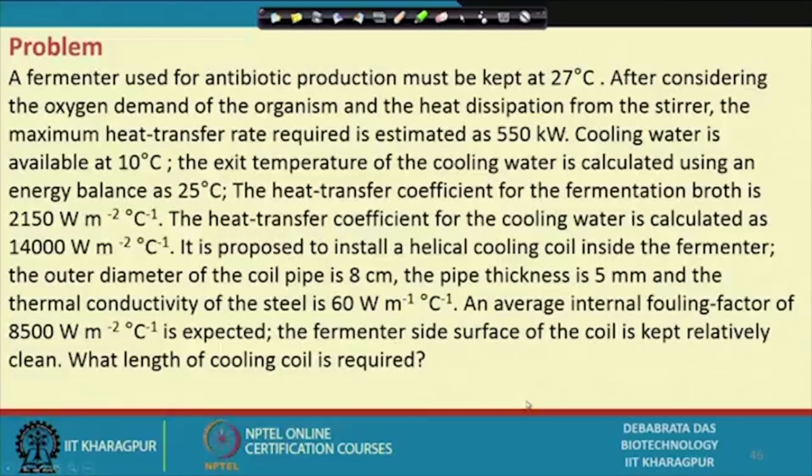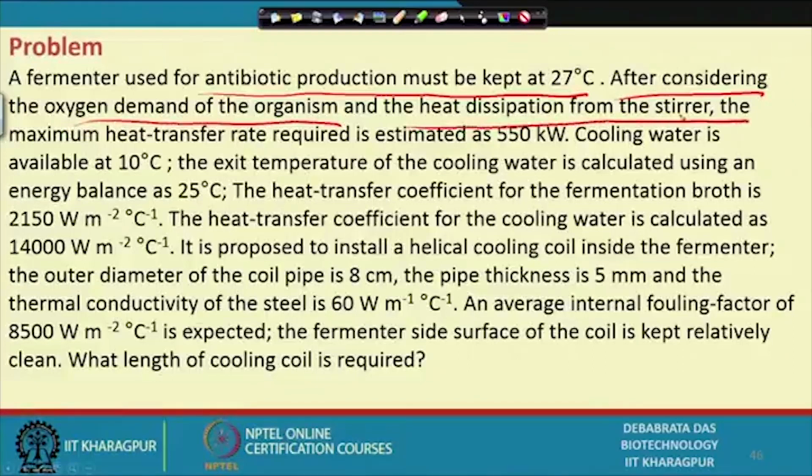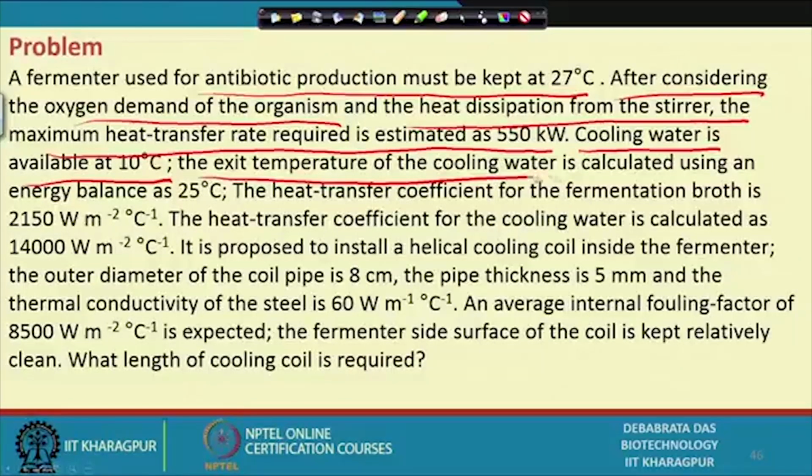And another problem that we have: a fermenter used for antibiotics production must be kept at 27 degrees centigrade. After considering the oxygen demand of the organism and the heat dissipated from the starter, the maximum heat transfer rate required is estimated at 550 kilowatt. Then cooling water is available at 10 degrees centigrade. The exit temperature of the cooling water is calculated using the heat balance at 25 degrees centigrade.